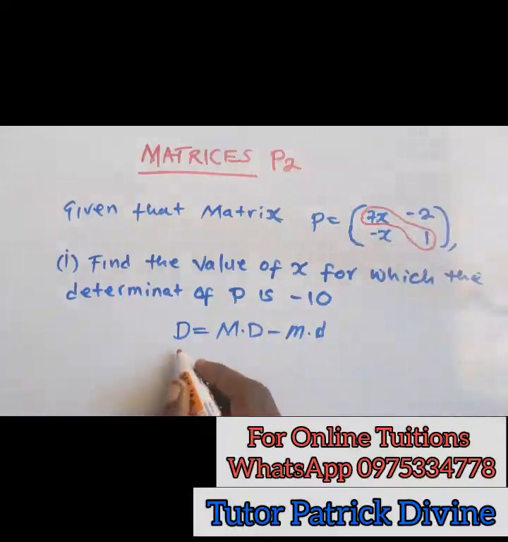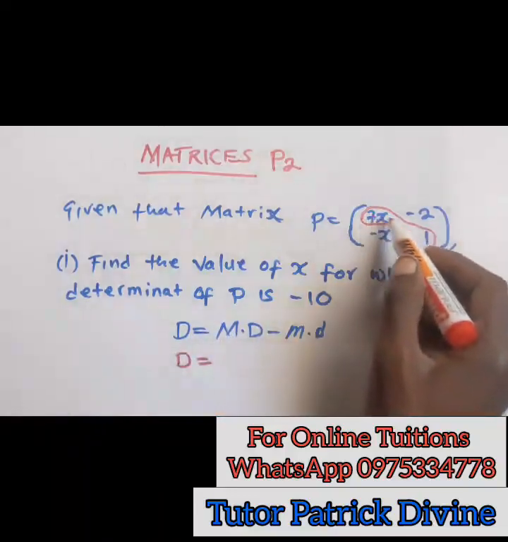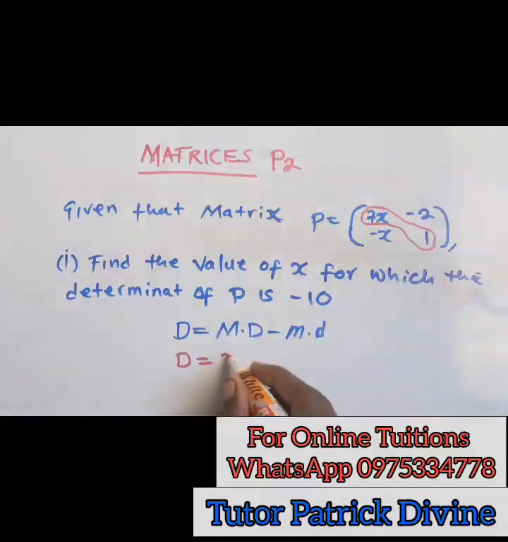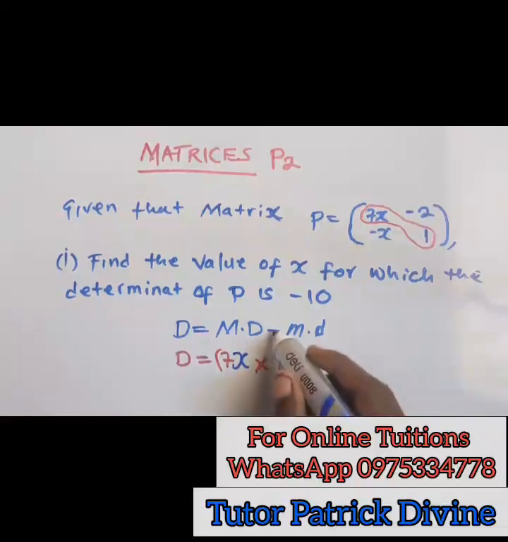So now let's find the determinant. We said that the determinant is equal to the major diagonal, which is this one, 7x times 1. I hope you are able to see. There should be a difference between your x and your times, like that. 7x times 1.